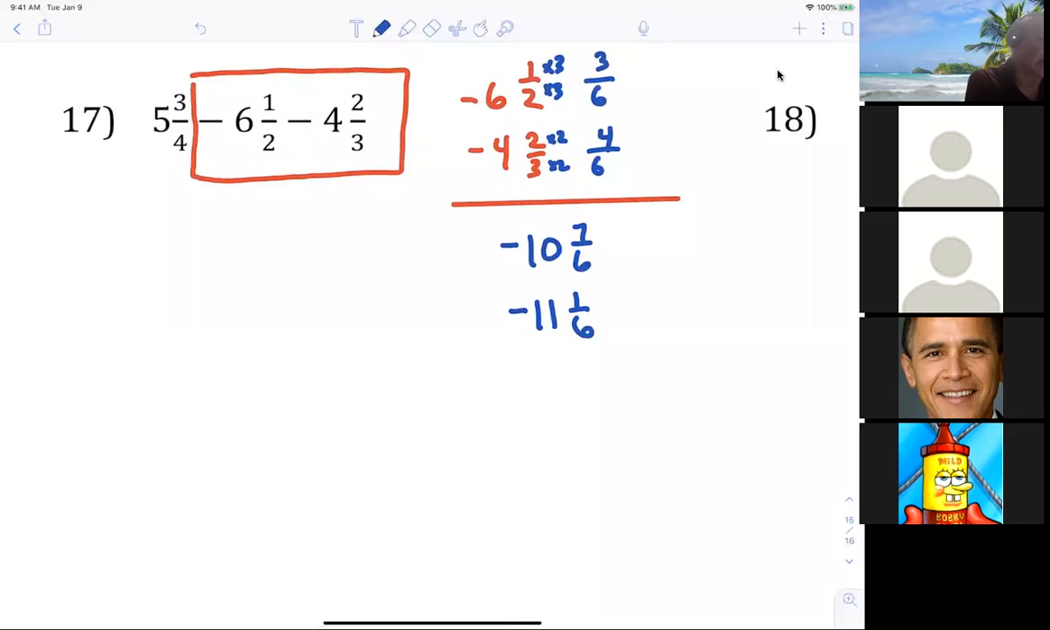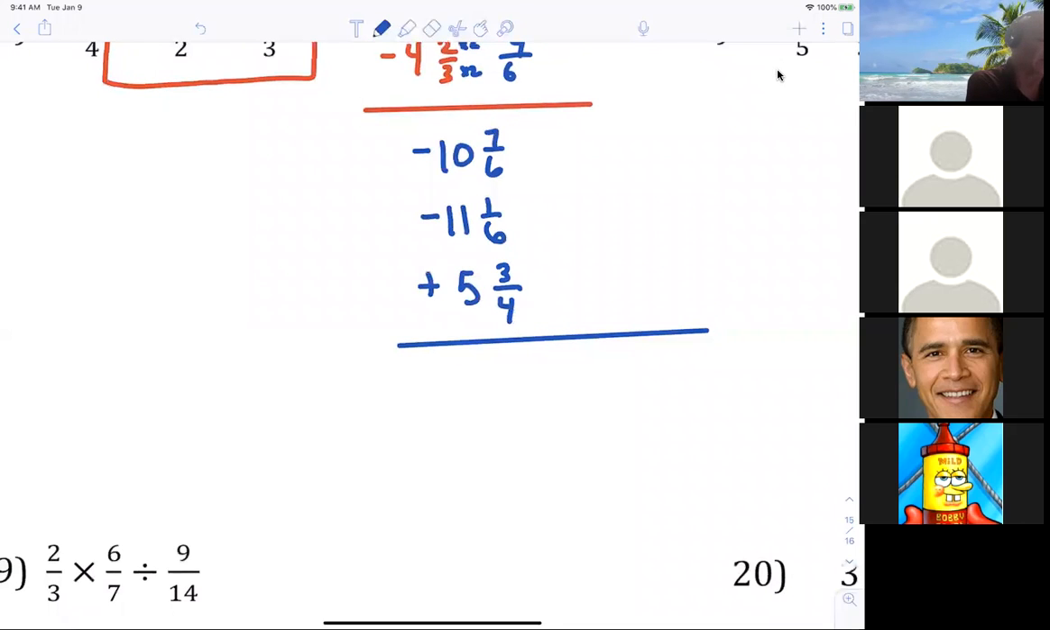Now, I'm going to add to that 5 3/4. Now, am I really going to add these fractions? Yes or no? No, definitely not, because one's positive and one's negative. But I still have to get a common denominator. Common denominator is 12. Multiply by 3, multiply by 2. So this is 2/12 and 9/12.